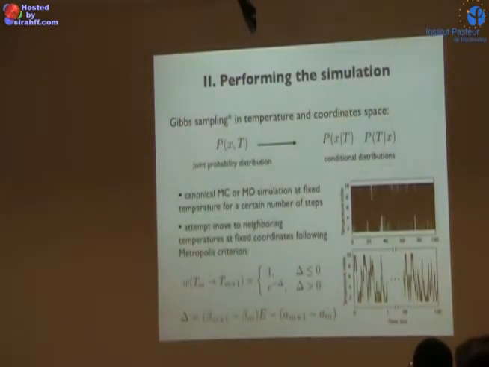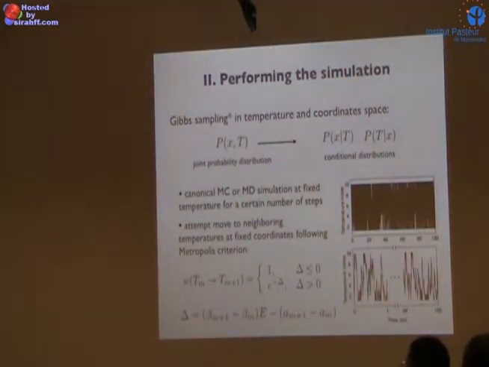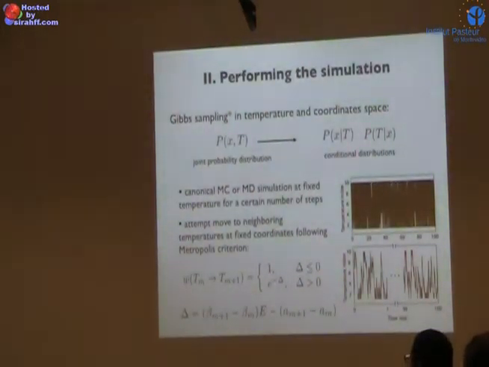So you want to sample not this joint probability distribution, but the conditional distribution. Fix the value of the temperature, I want to sample the configurational space. Or on the other side, fix a given configuration, I want to sample somehow temperature. Is this clear? Is it the first time you heard about this sampling? Yes. Okay, it's kind of easy, the implementation. So the first step, it's an iterative procedure.